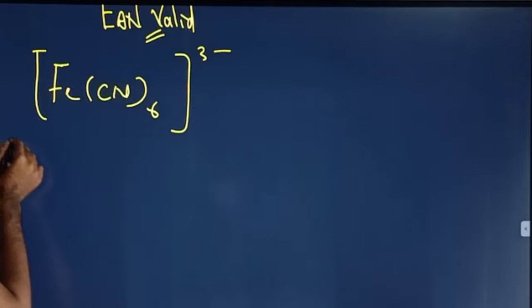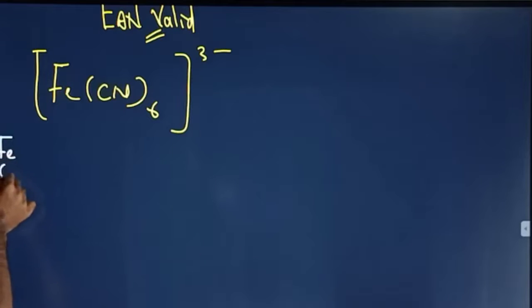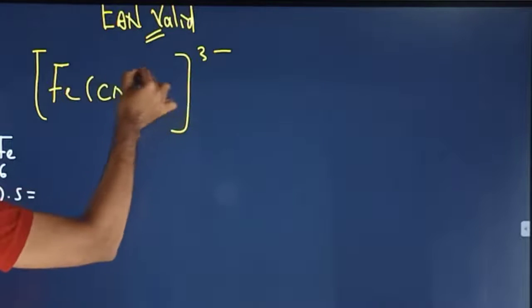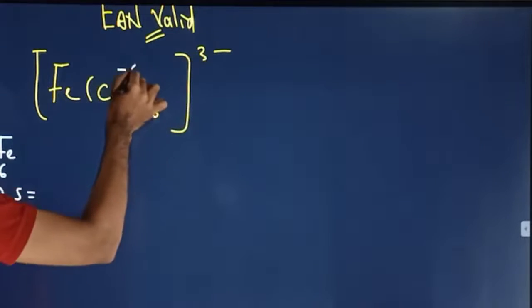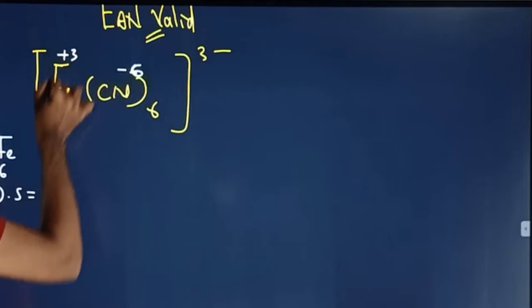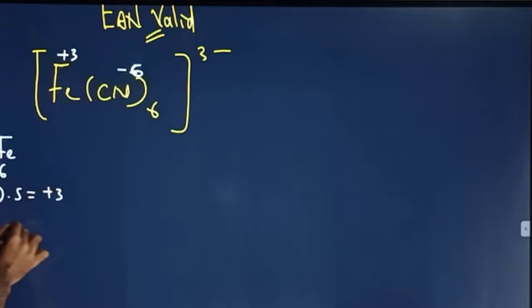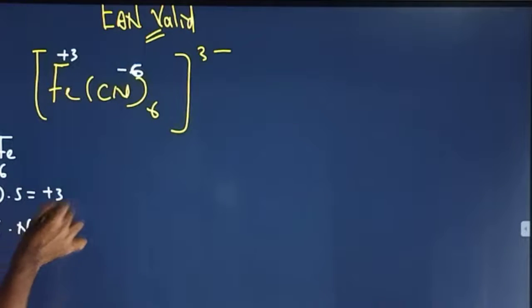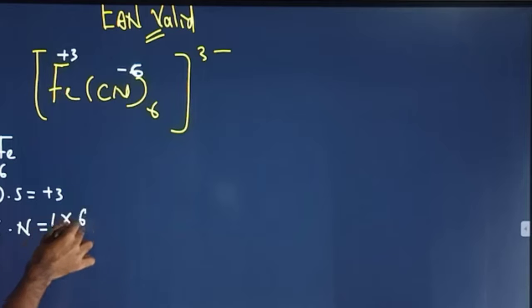What about the atomic number of Fe? Fe has an atomic number of 26. What about the oxidation state here? The oxidation state is minus 3, and cyanide is 6 cyanides of minus 6, so this will be plus 3. So the oxidation state is plus 3. What about the coordination number? The ligands are monodentate cyanide, six of them, so 6.